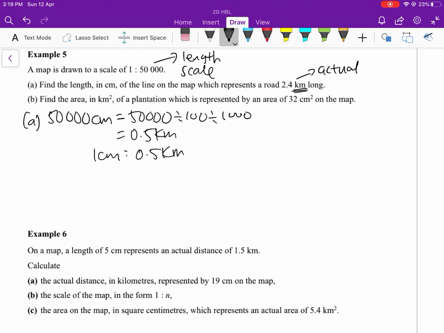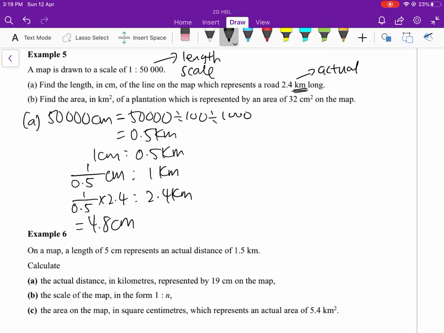With this, I want to find 2.4 km. So I change this to 1 km for easy calculation. On the left, I divide by 0.5. Now I am asking for 2.4, so I multiply 2.4 to the right. I do the same on the left, so I times 2.4. Please make sure you show the working clearly like what I have just done. Do not just press the calculator. You need to show me the working very clearly here. With this, you should get your answer 4.8 cm.